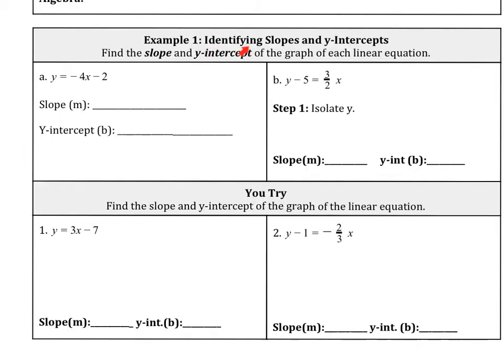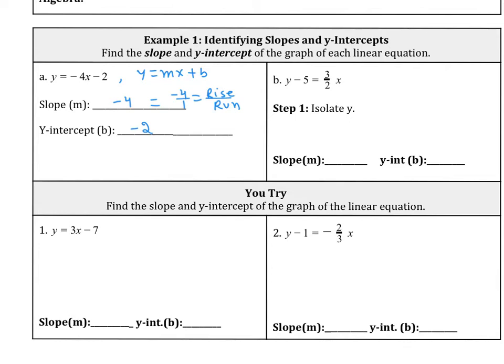Example number 1. Identify slope and y-intercept. The equation is given in the form y equals mx plus b, and we are going to identify m, that is the slope, and b, which is the y-intercept. So in this case, m is -4, so the slope is -4, or in other words -4/1, just writing it in the form of rise over run. For the y-intercept, we compare it with -2, so the y-intercept is -2.